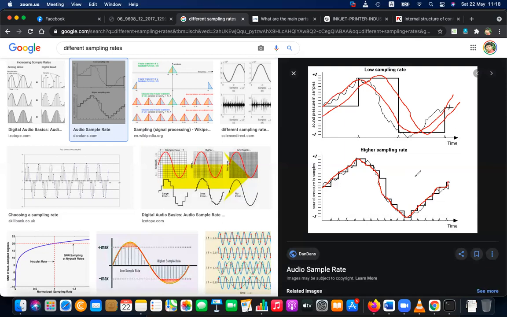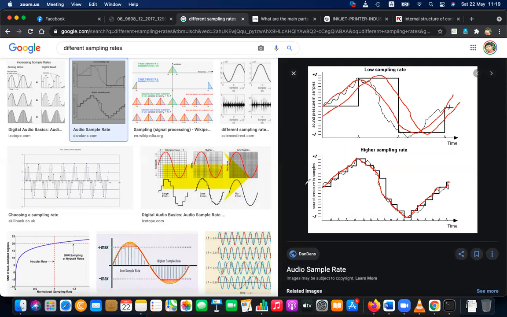Because digitization will drop some values, so you can't create the exact same, but you can create something similar. A 99.999 percent similar one you can create. That depends on the sampling rate.